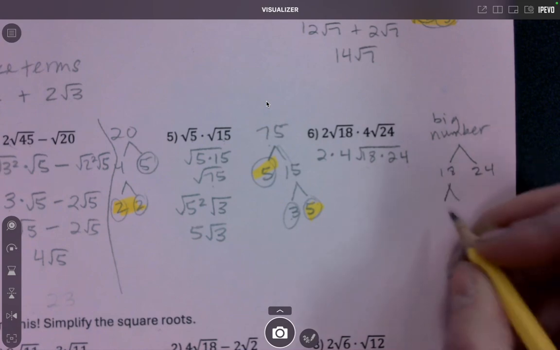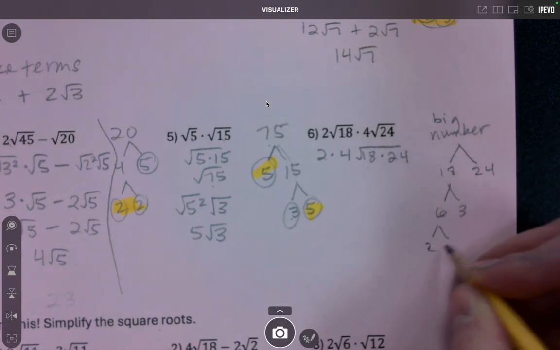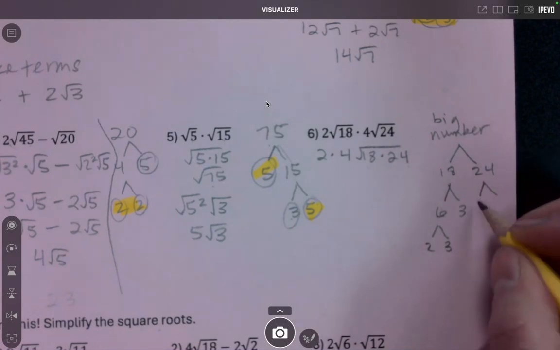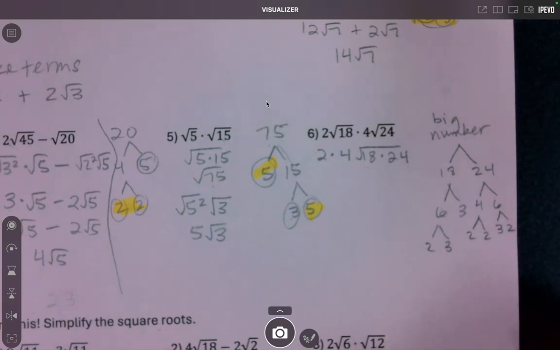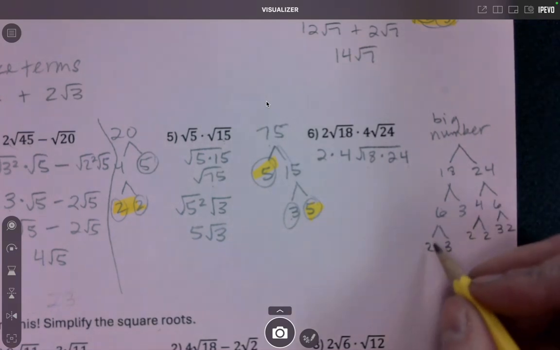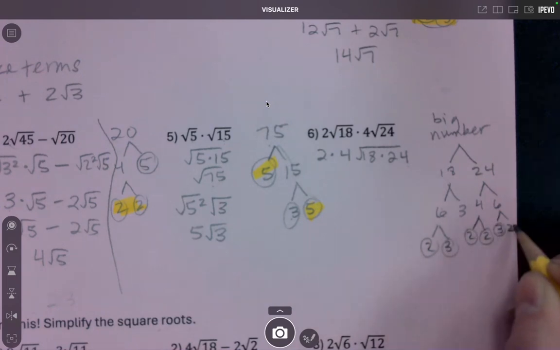So 18 is 6 times 3. 6 is 2 times 3. Let's see, 24 is 4 times 6. I can break down the 4 and I can break down the 6. And there are just so many factors now. So I have a 2 and a 3 and a 2 and a 2 and a 3 and a 2.